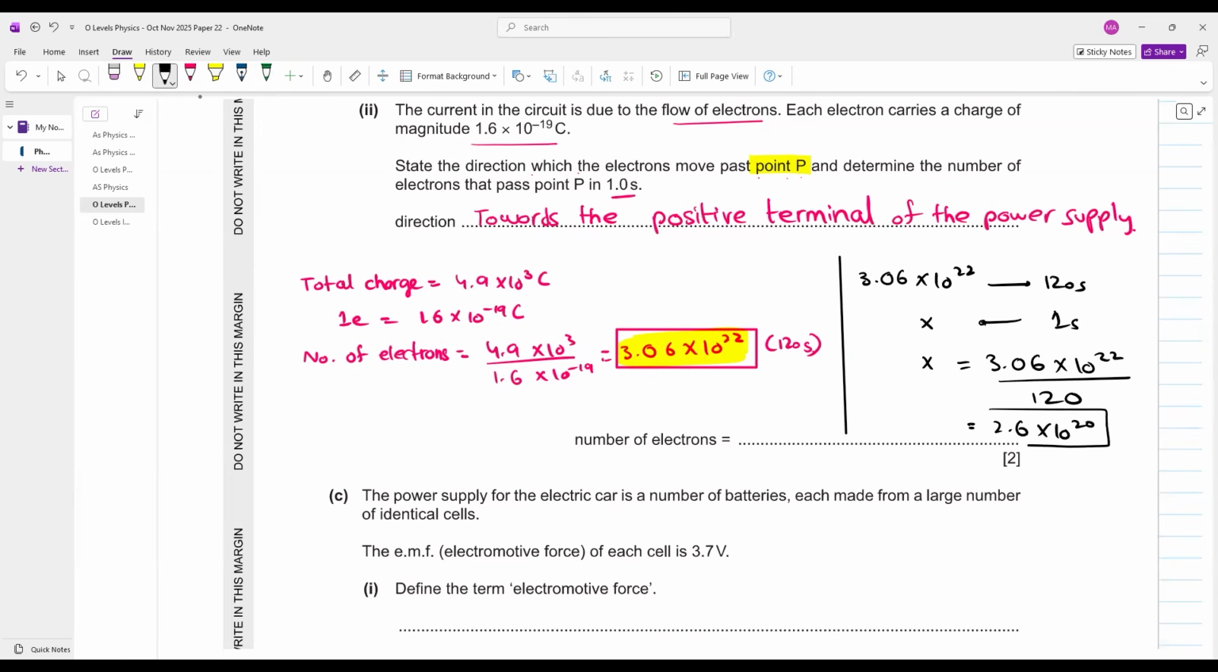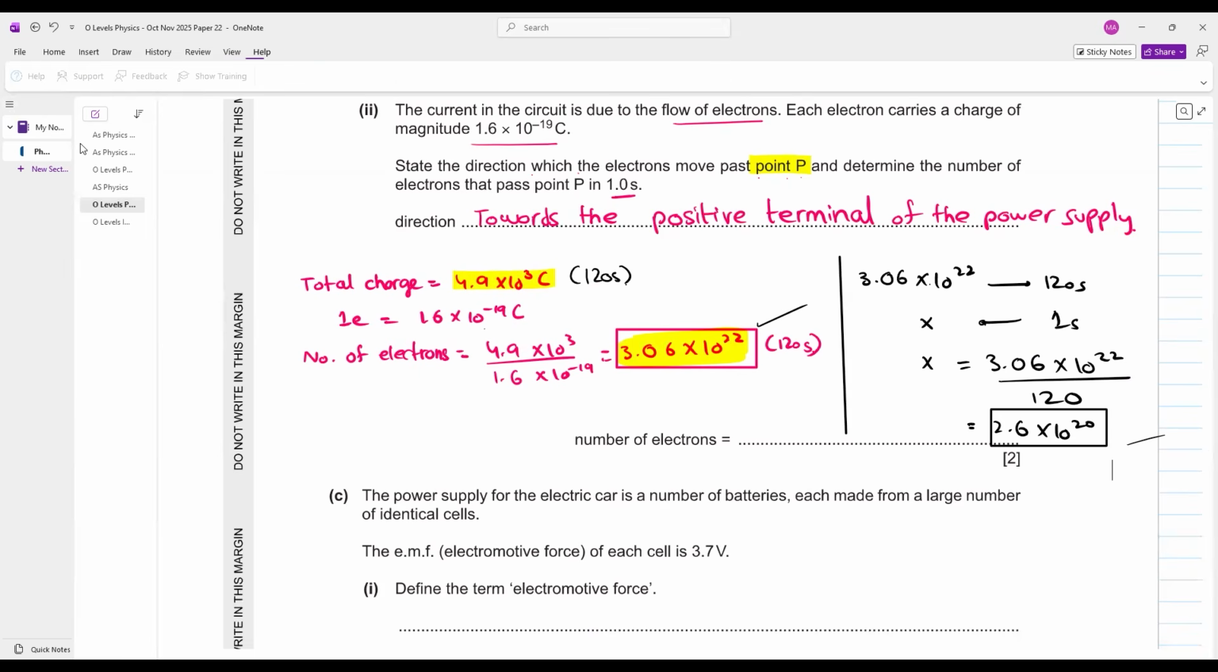Simple. देखो बेटा, हमने बहुत सिंपल सा काम किया. First of all, we calculated the total charge that is flowing in 120 seconds. This was the charge on one electron. Divide कर दो. You get the number of electrons in 120 seconds. अगर 120 seconds में इतने electrons flow कर रहे हैं, 1 second में कितने electrons flow करेंगे? 2.6 10 raised to the power of 20.